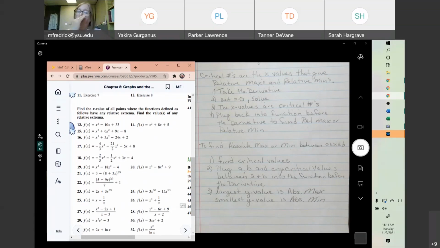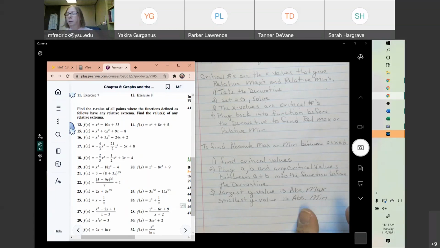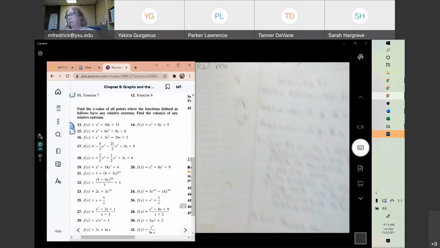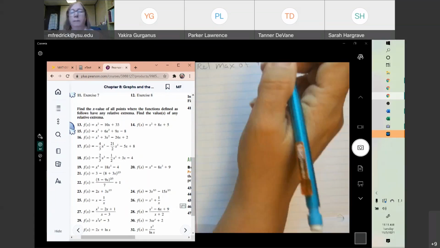So we're going to do number 17. It says, find the x value of all points where the function defined as follows has any relative extrema. Find the values of the extrema. So we want to find the maxes and mins. 17.